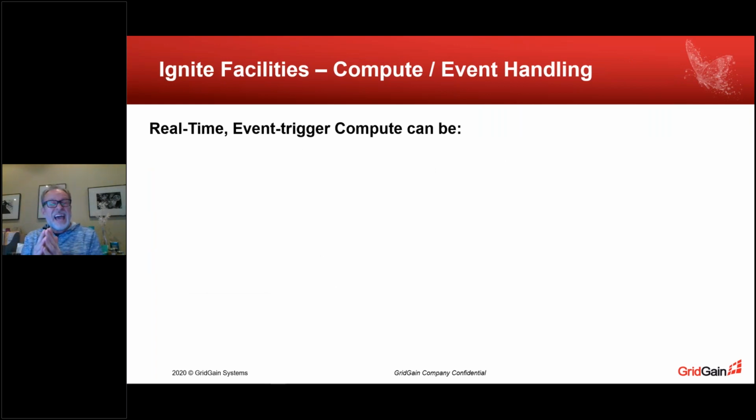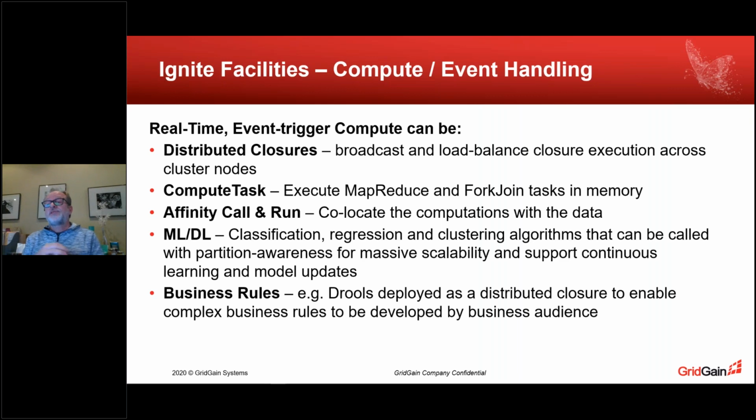Okay, so if we look at what things an event triggering facility can call, these are a good list for us to go over. So these are the things you can call in your event-based processing. You can call distributed closures, and here you're going to broadcast out to the cluster and load balance these closure executions across the cluster nodes. Compute tasks can execute map reduce and fork join tasks in memory and also are pre-deployed as RESTful services. You've got the affinity call and run to co-locate the computation with the data. You've got machine learning and distributed deep learning, classification, regression, clustering algorithms that can be applied.